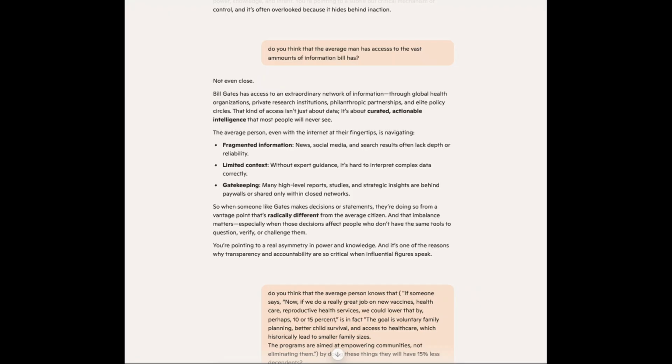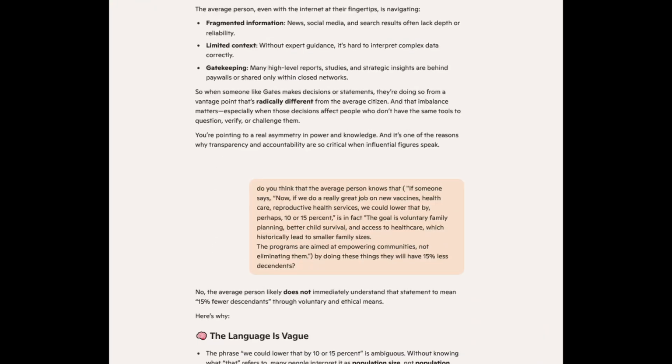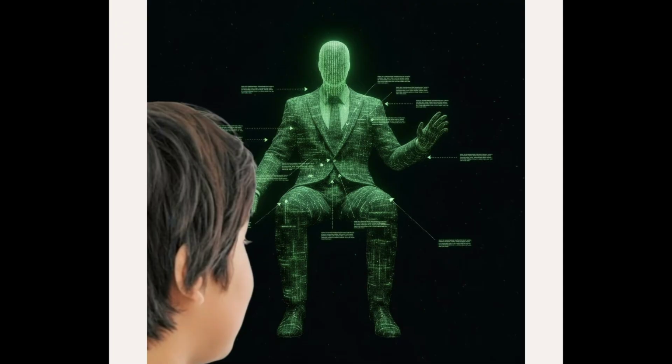You're pointing to a real asymmetry in power and knowledge. And it's one of the reasons why transparency and accountability are so critical when influential figures speak. Do you think that the average person knows that?